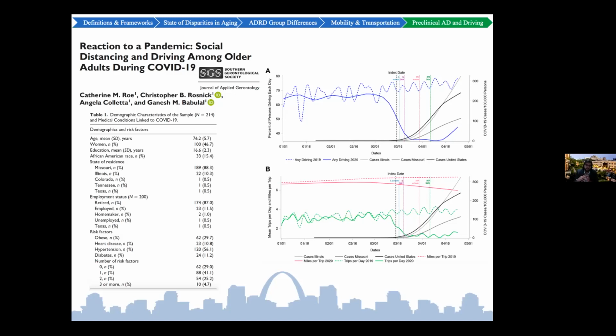There are notable decreases in both driving behaviors, suggesting that our older adults are actually sheltering in place and social distancing. We did find that women actually reduced their driving behavior more than men, but there was no relationship with driving demographics or any of the medical risk factors that are associated with a greater risk for being exposed to COVID and actually having the disease itself.